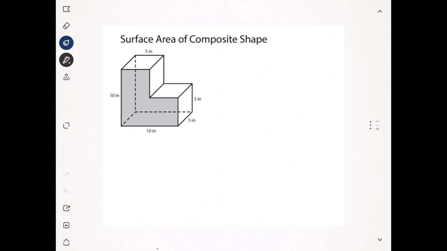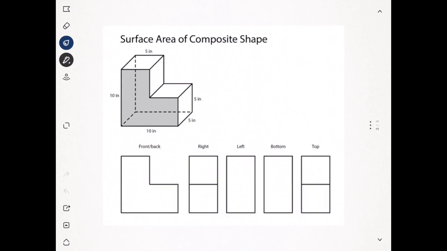And what we can do is draw the different faces of the shape so we can keep track of the area of each one. So you can see I've drawn the 6 different faces of this shape. Now you might be saying, hey, wait a minute, there's only 5. There's front, back, right, left, bottom, top.